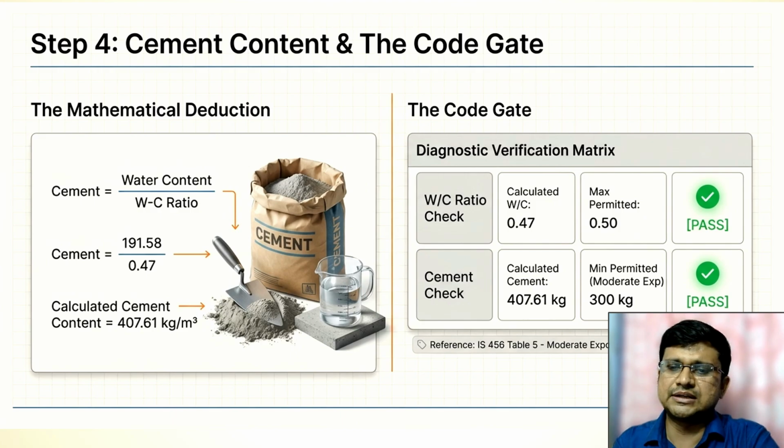And now again, if we go for the check, here you can see that water cement ratio for our problem is 0.47. Maximum permitted is 0.50. So it is okay. Calculated cement content is 407.61 kg. Minimum permitted is 300 kg. So again, it is pass. So our cement content is okay. Our water cement ratio is also okay.